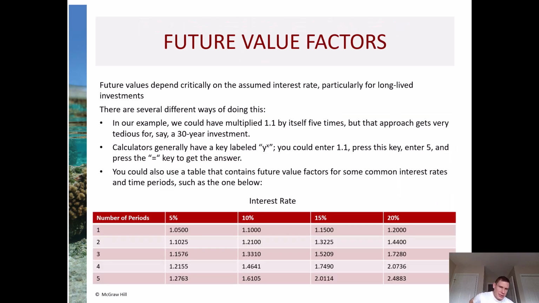So future value factors. Future values depend critically on the assumed interest rate, particularly for long-lived investments. There are several ways that we can do this. In the last one we looked at, we could have just multiplied the 1.1 by itself 5 times over for the 5 years or 5 periods. But that gets very tedious. If you've got to do that for like 30 years, 50 years, imagine doing 1.1 times 1.1 like 30, 40, 50 different times. You're easily going to get muddled up, right?